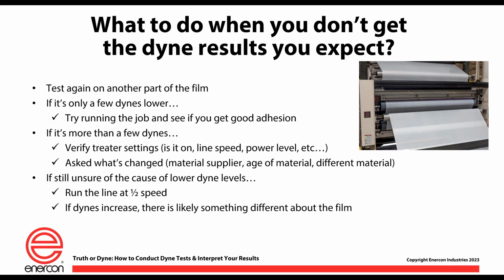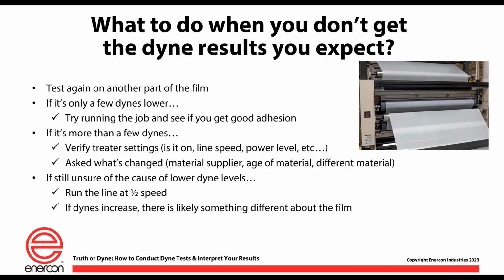Now, if you get to a point where you say to yourself, well, I cannot get to the end of this, I need to find out why. Here's the drop dead method to do this using a corona treater. So I'm going to give you an example here. Let's say we're running a 60-inch wide web at 500 feet a minute, and we've been running it this way all day. It runs good, no problem.